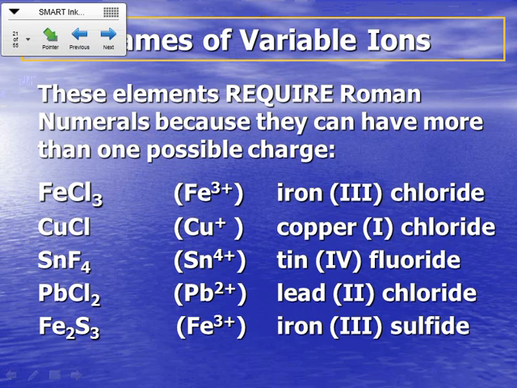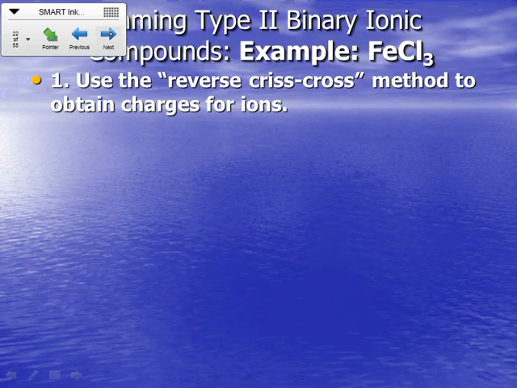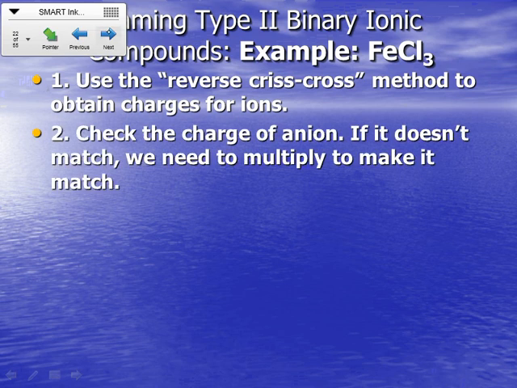All right, everybody okay with that? That's a little tricky. It takes some additional thought. Okay, this says use the reverse crisscross method, but again, I think I took that off the notes because I wasn't super happy with that. But that is a tool that you can use. You just have to be careful with it, all right? Check the charge on the anion.